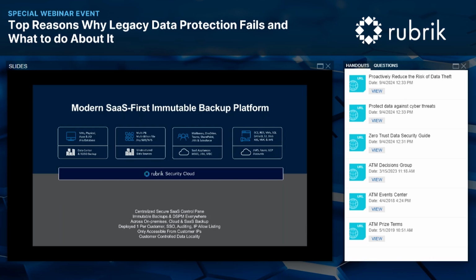Once you get past the marketing, count how many interfaces you have to use to try and do the same. It might not even be the same vendor. They might be reselling someone else's software. This is a centralized interface, one platform to rule them all. It is deployed one per customer. You plug in your single sign-on.